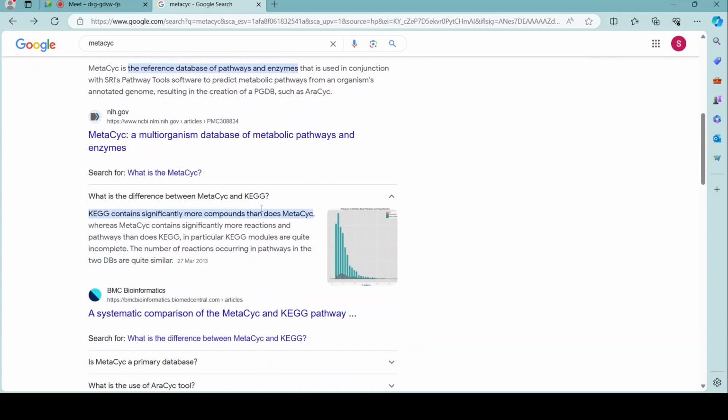What has been mentioned as the difference between MetaCyc and KEGG is that despite containing the same information, KEGG has information for more compounds than MetaCyc, whereas MetaCyc contains information about more reactions and pathways than KEGG. So it appears as if MetaCyc and KEGG can complement each other. That is what is mentioned as the difference here, Kritika.